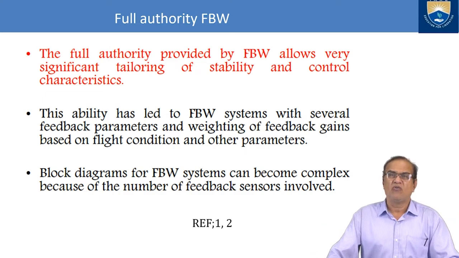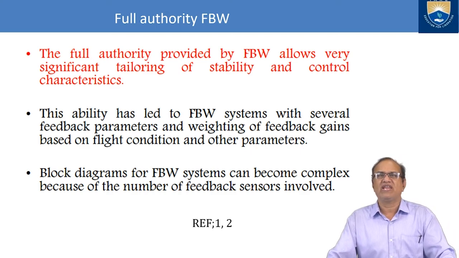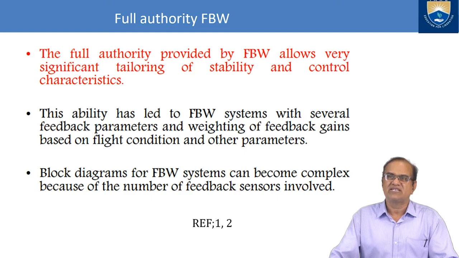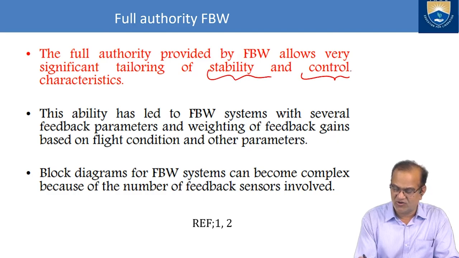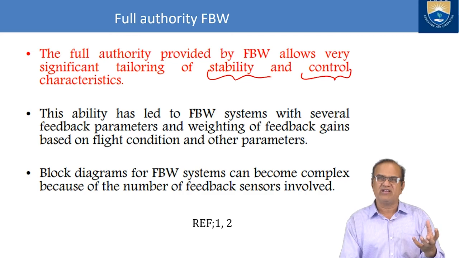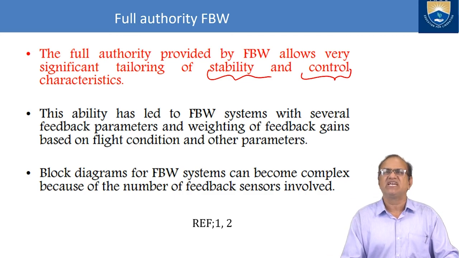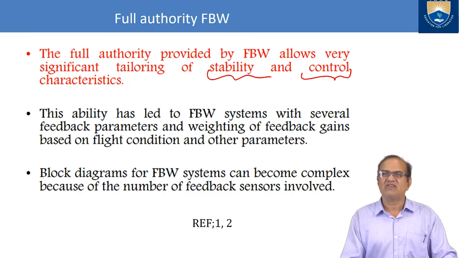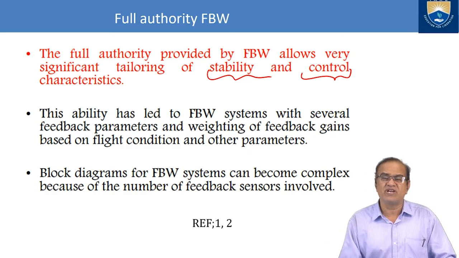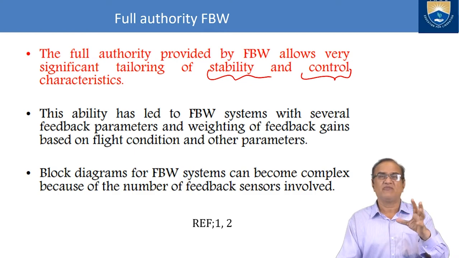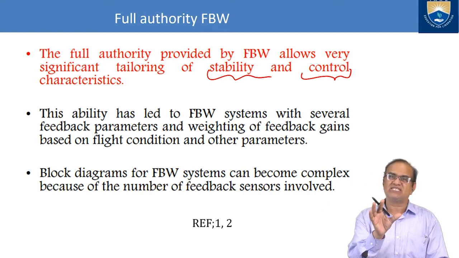Full authority provided by the FBW allows very significant tailoring of stability and control characteristics. If it is full authority, the stability and control of the aircraft are fully monitored and altered as per the requirement, with 100% efficiency. This ability has led to fly-by-wire systems with several feedback parameters and weighting of feedback gains based on flight condition and other parameters. For full authority we need a lot of feedback for every type of system. We need sensors, and those sensors have to give signals to the computer.